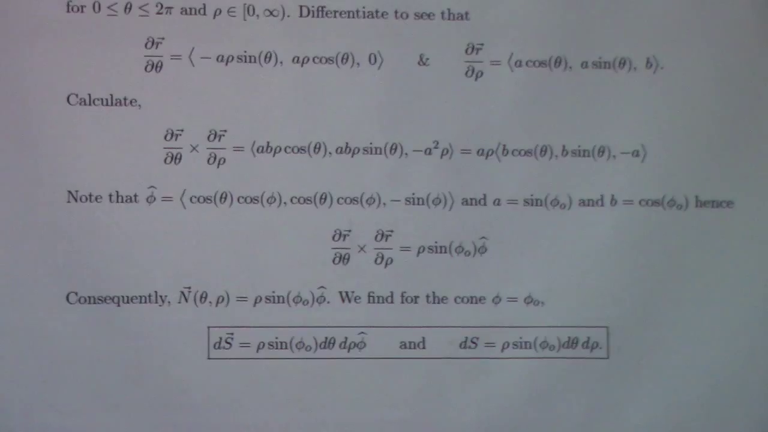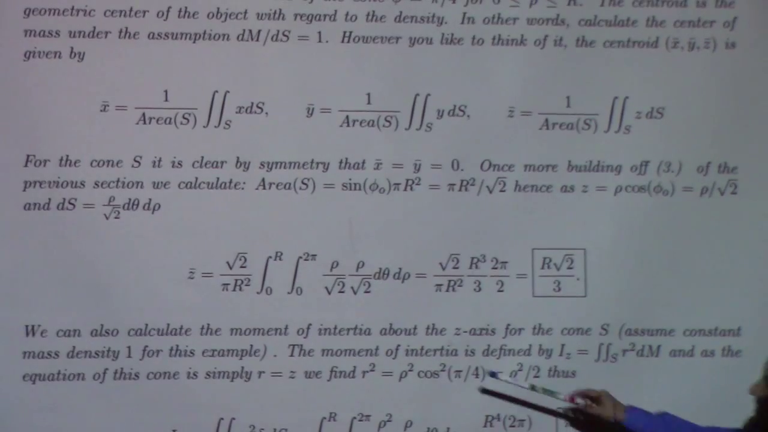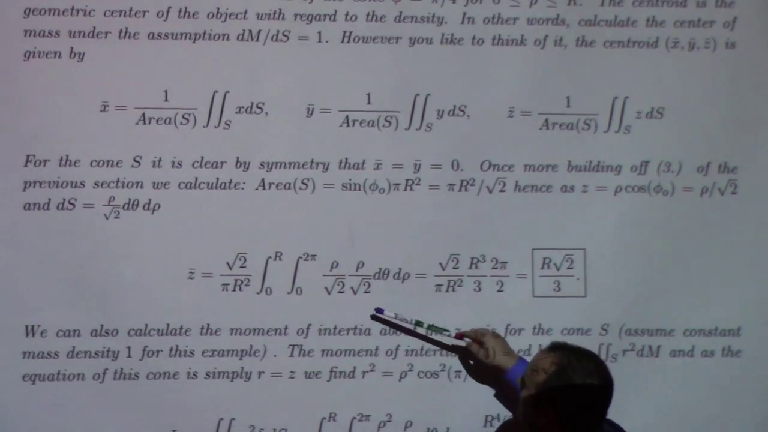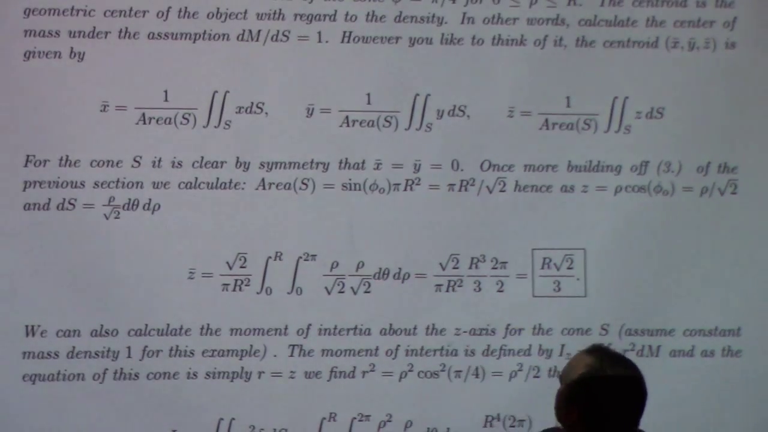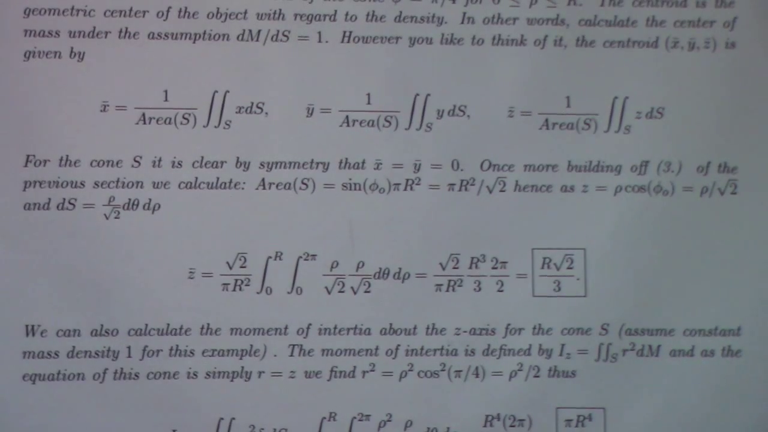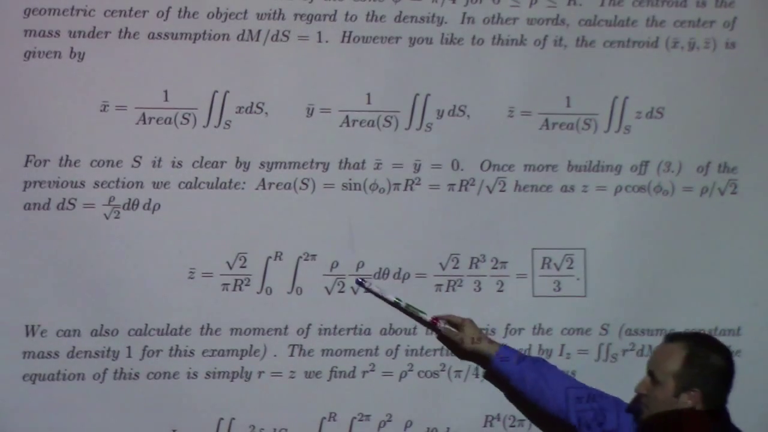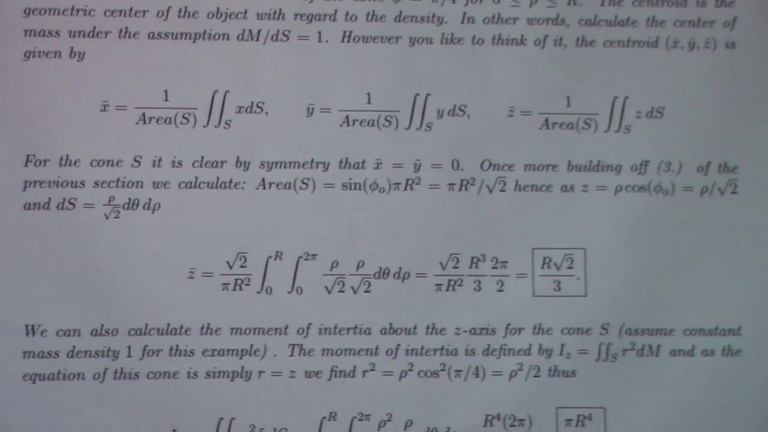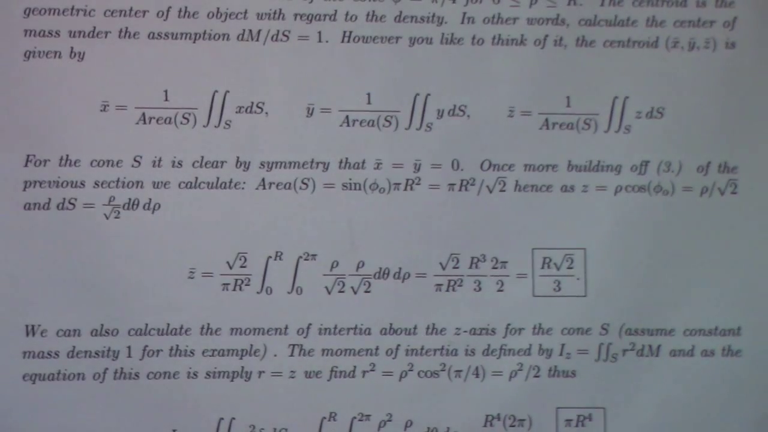Let me jump back to the example. So that's why that's rho over root 2. This whole thing is my ds, right? And then z, what's this here? That's z, right? Z is equal to rho cosine phi naught. But cosine phi naught is cosine of pi over 4, which again is 1 over root 2. So this is z in spherical coordinates. And so I get r times the square root of 2 over 3. And there you go. The centroid is at 0, 0, r square root of 2 over 3.